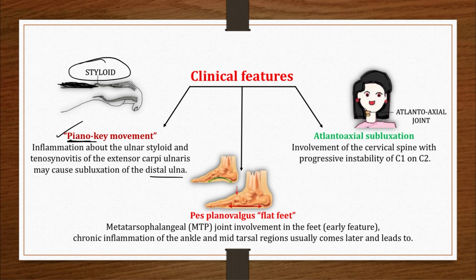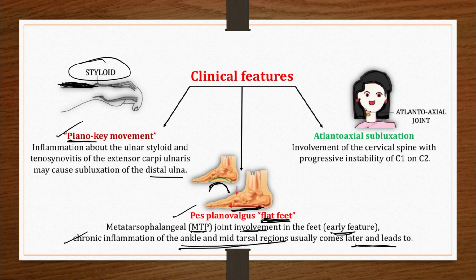So this is all about the upper extremity deformities in rheumatoid arthritis patients. Now we will talk about the lower extremity. So pes planovalgus, flat feet. Because of the involvement of the MTP, metatarsophalangeal joint, which is the early feature, and then the chronic inflammation of the ankle and mid-tarsal region, which comes later and leads to pes planovalgus, the flat feet. You can see this is the normal arch of your feet, and this is the flat foot because of the pes planovalgus.